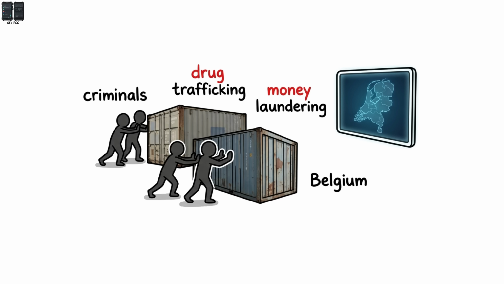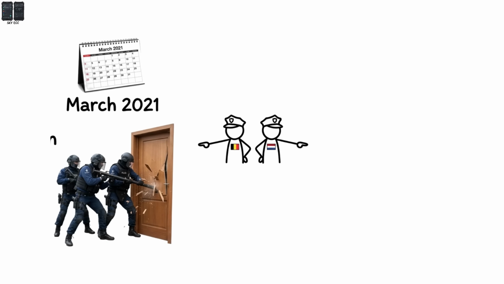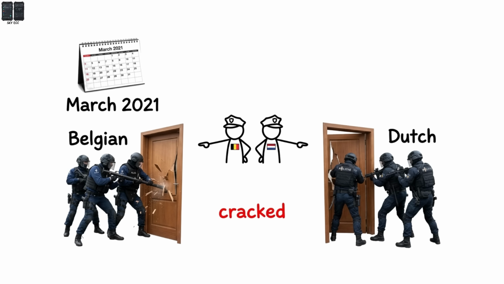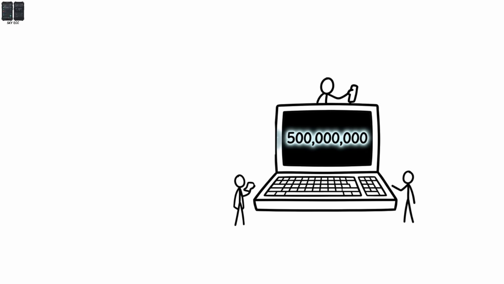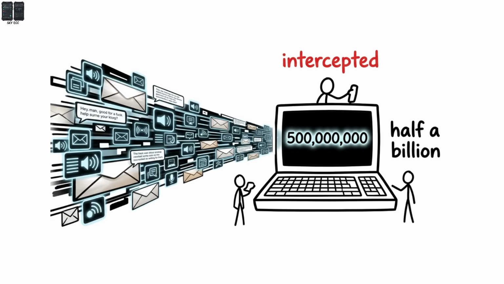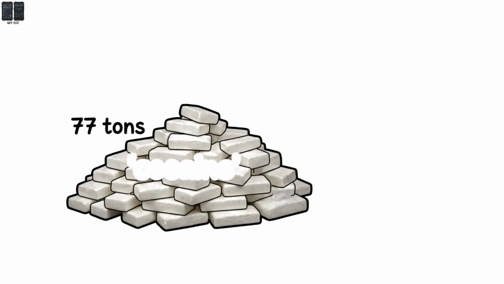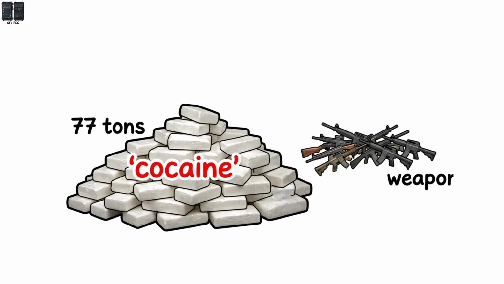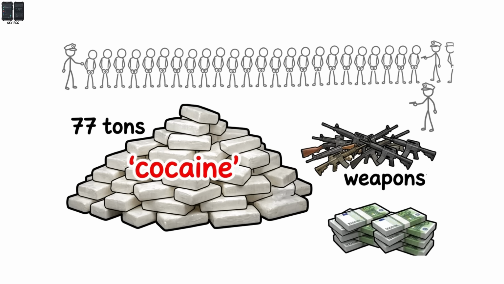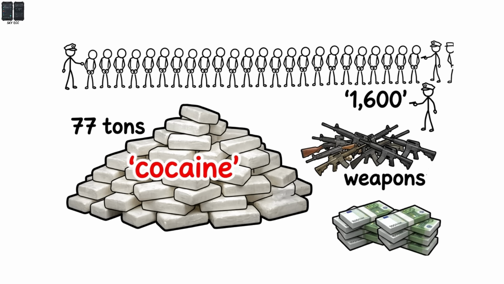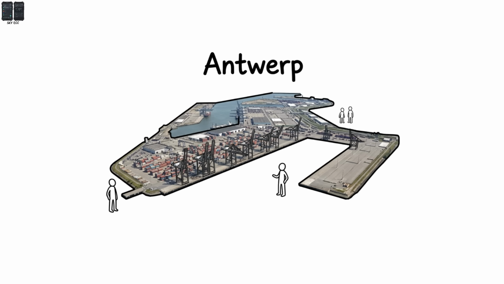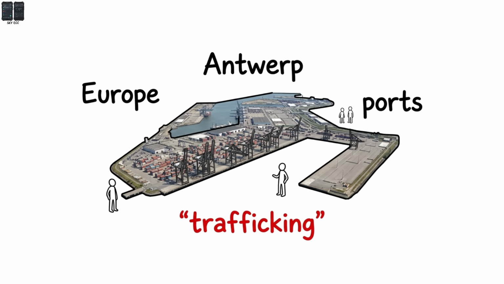and the Netherlands. In March 2021, Belgian and Dutch police cracked SkyECC. They intercepted roughly 500 million messages over 3 months. Police seized 77 tons of cocaine, hundreds of weapons, millions in cash, and arrested over 1,400 suspects. Antwerp, one of Europe's biggest ports, saw entire trafficking networks collapse.